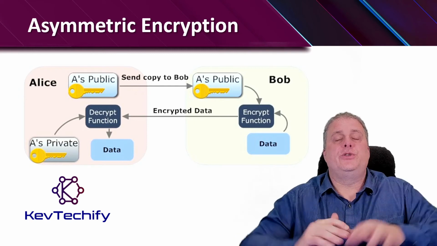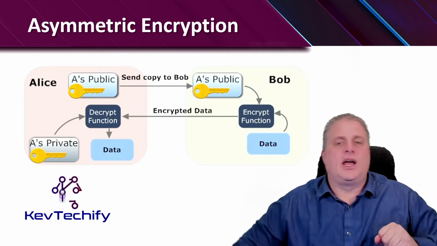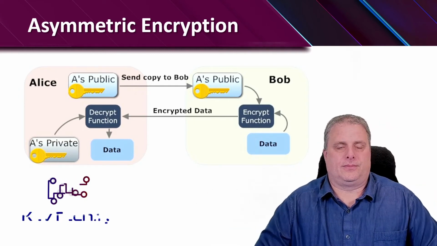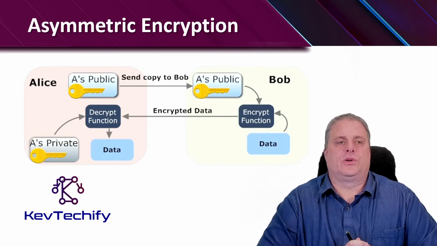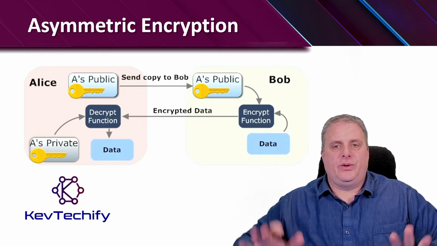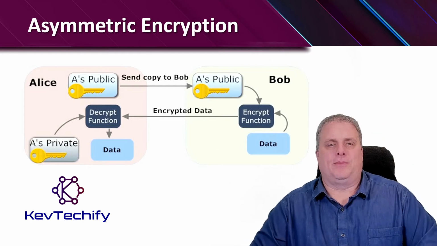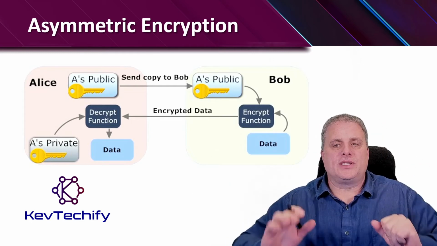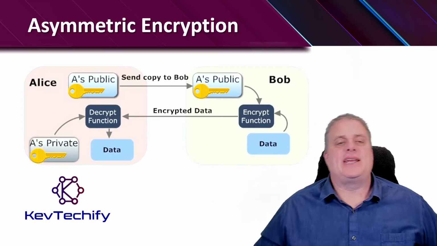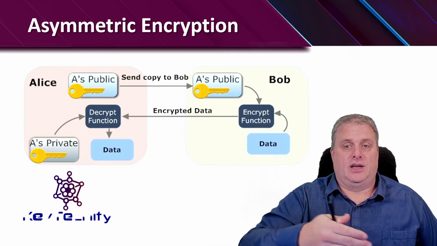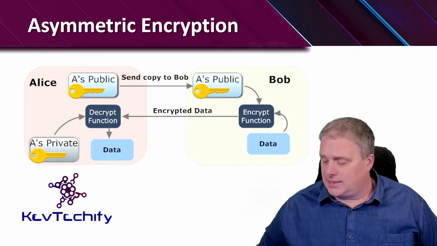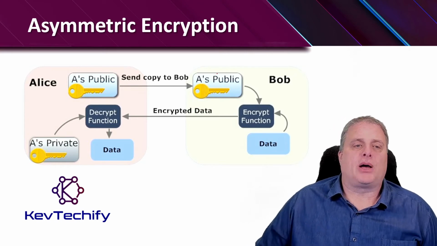Asymmetric encryption uses 2 keys to encrypt data and decrypt data. How this process works is you have your 2 parties, Alice and Bob. Bob wants to send data to Alice. Now what Bob does is Bob requests Alice's public key.